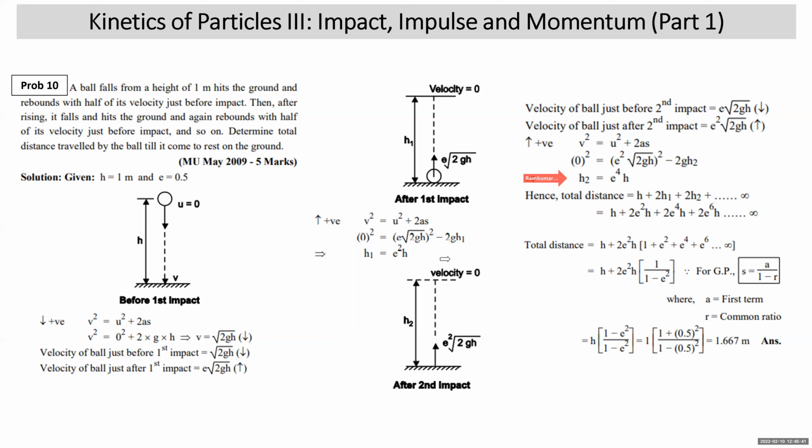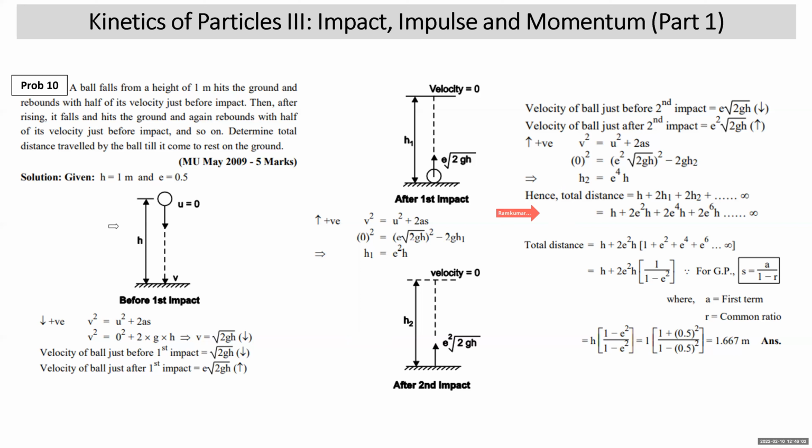You saw that the ball was dropped from the height h. After first impact, it went up to the height of e square h. After second impact, it went up to the height of e raised to 4 h. So after third impact, it will go up to the height of e raised to 6 h. After fourth impact, it will go up to the height of e raised to 8 h. All right. So what will be the total distance?